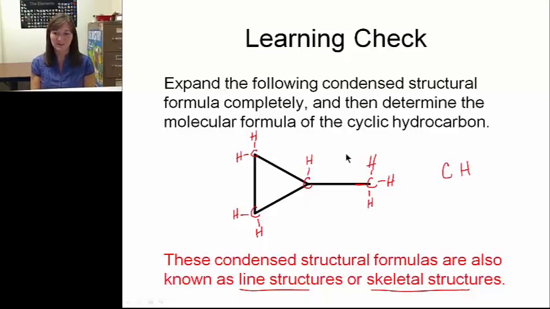but I do want you to put the carbon first and the hydrogen first. So let's count our carbons. We've got 3 in the ring and 1 out here, so that's a C4. And I've got 1, 2, 3, 4, 5, 6, 7, 8 hydrogens.